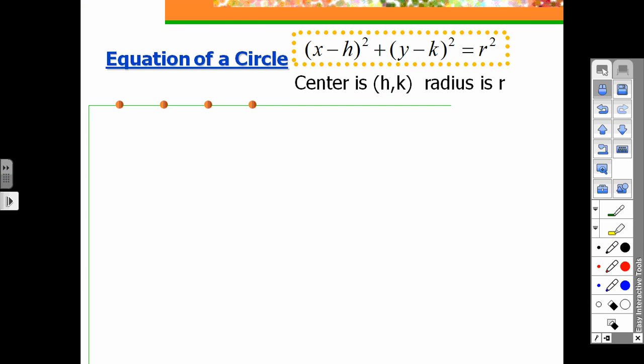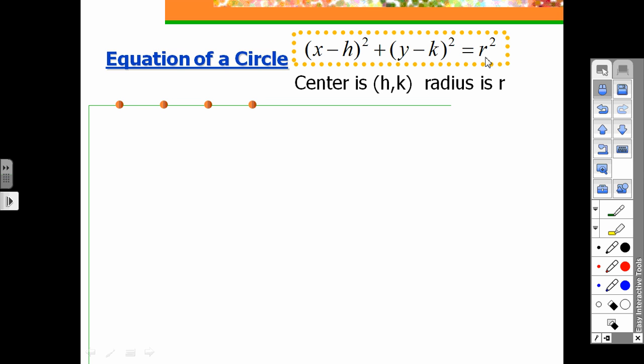Here is the equation of a circle in its standard form. You take the quantity of x minus h and square it, plus y minus k, that quantity, and you square it, and it is equal to r squared. What you need to understand is there's an x and a y, and those are the two variables of your equation. But h and k and r, these are parameters.